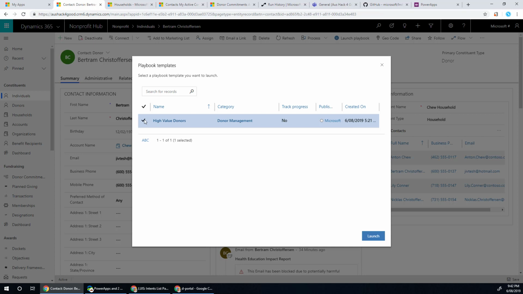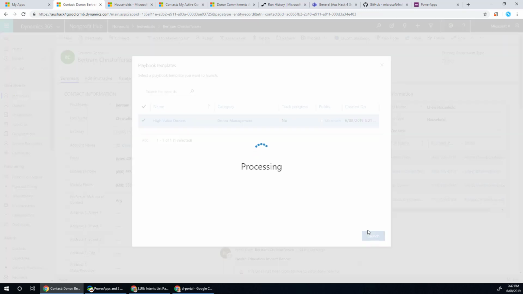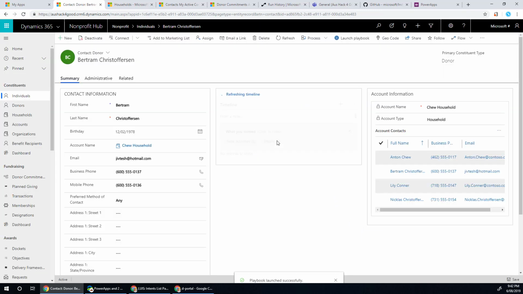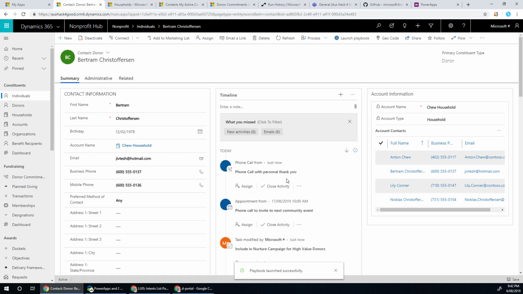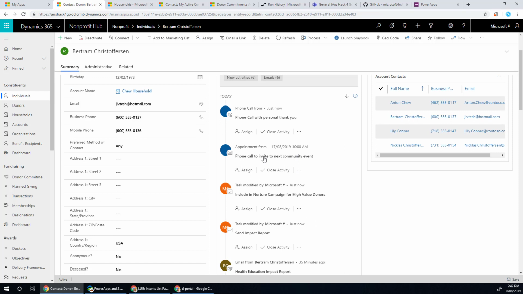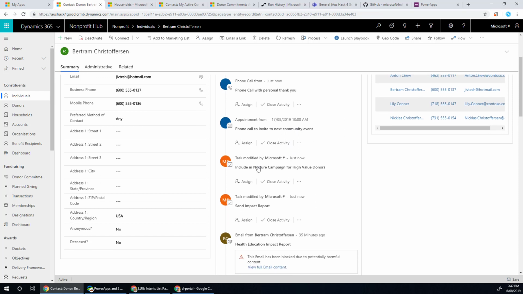So in this particular case, whenever someone makes a donation above $10,000, I have the high value donor playbook that gets launched and gets associated with that specific donor. What that does is it associates a series of activities which we've defined as best practices. So in this particular case, every time someone makes that large donation, we want to give them a phone call. We want to invite them to the next community event. We want to include them in a nurture campaign that we have for high value donors, wherein we inform them about the impact that we are doing with various programs, and then we want to send them an impact report as well.